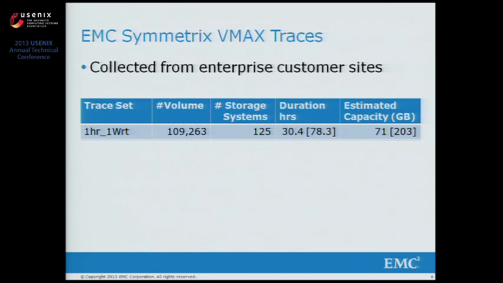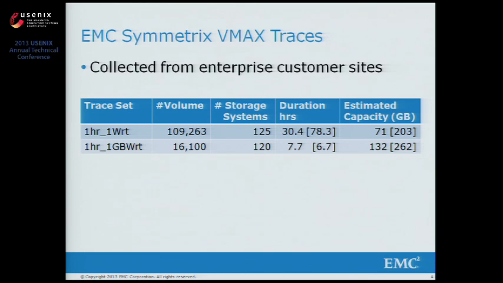So let's begin by looking at some of the traces we had for analysis. These traces were gathered from EMC customers that had purchased Symmetrix VMAX primary storage machines. These are tier 1 primary storage machines. In the first row of this table, we had a large number of traces. We subdivided them into traces that lasted at least 1 hour and had at least one write. There were over 100,000 storage volumes, and those storage volumes existed on 125 systems. By storage system, I mean a single VMAX machine at a customer site. The average duration was 30 hours with a standard deviation of 78 hours, and the estimated capacity was 71 gigabytes for these traces.